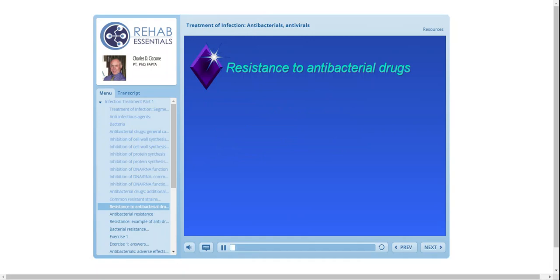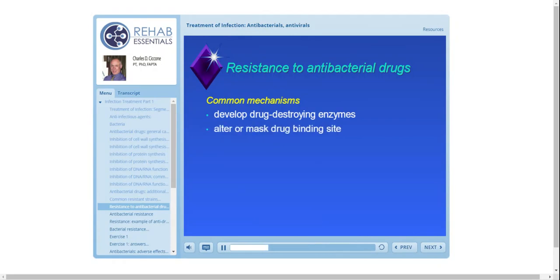So again, how do these bacteria become resistant to the drugs we have? And there are several common ways or mechanisms. The bacteria can develop drug-destroying enzymes. And again, oftentimes it's a spontaneous thing where certain bacteria have mutated to have these enzymes so that when the drug shows up, it gets destroyed before it can work. Many of the drugs, like the penicillins, must bind to a binding site within the bacteria to begin to work. And if that bacteria alters or masks that binding site, the drug can't get a foothold within the bacterial cell.